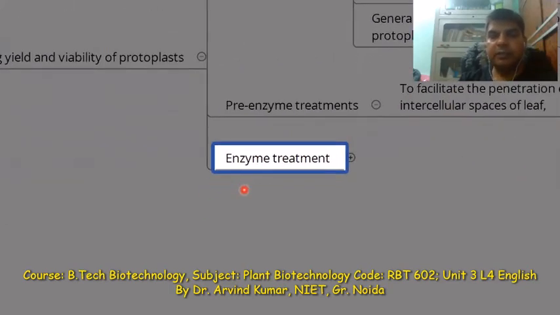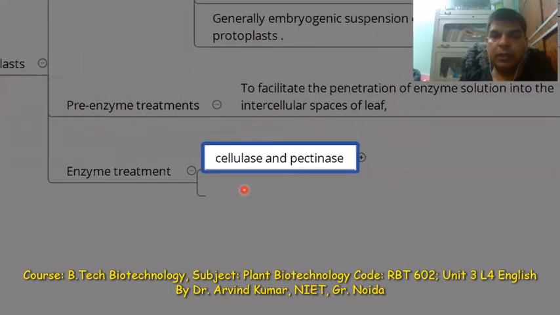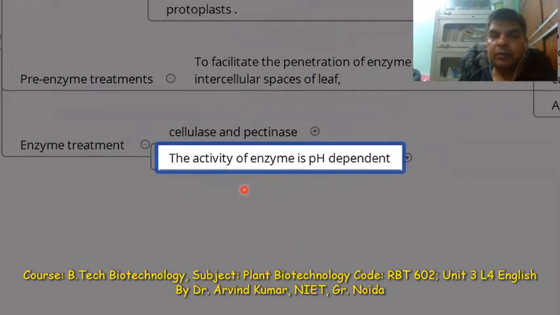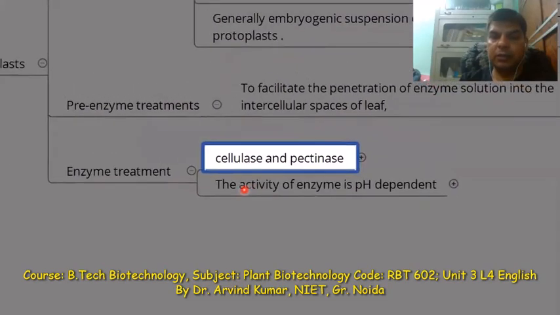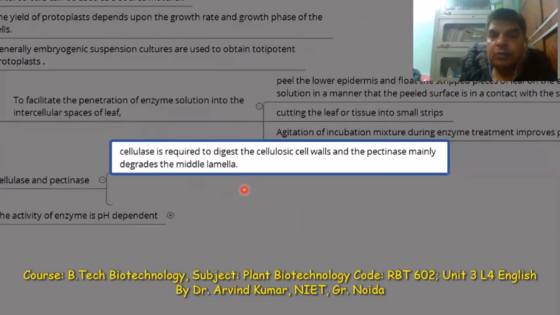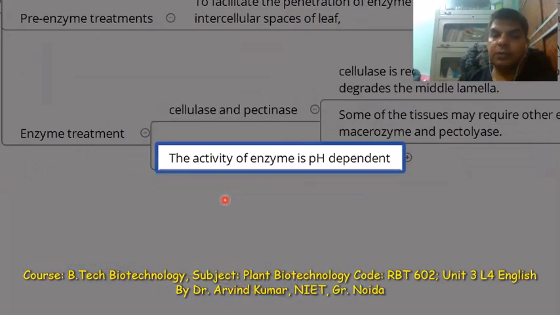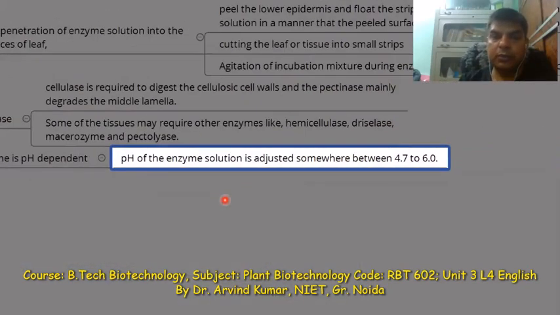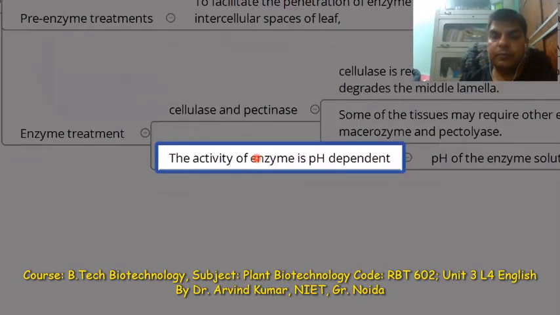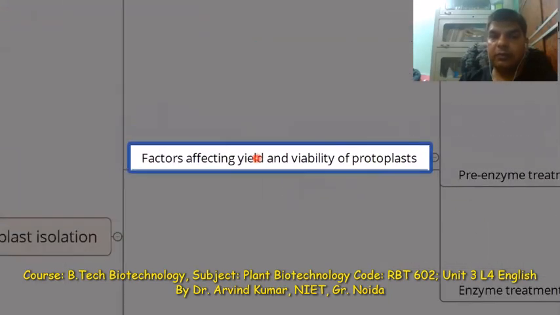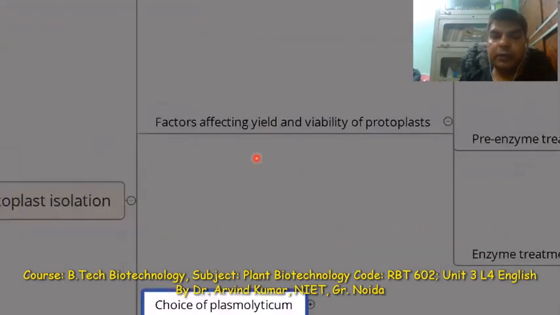Then the enzyme treatment itself has effects on protoplast isolation, like cellulase or pectinase enzyme, and the activity of the enzyme is pH dependent, which we have already seen. Cellulase and pectinase enzymes are required to digest the cellulosic cell wall, and the pectinase mainly degrades the middle lamella. Some tissues may require other enzymes like hemicellulases and other macerozymes or pectolyases. Since we know that enzyme activity is pH dependent, we should be careful about this. The pH of the enzyme solution is adjusted somewhere between 4.7 and 6. So these are the factors that affect protoplast yield and viability.